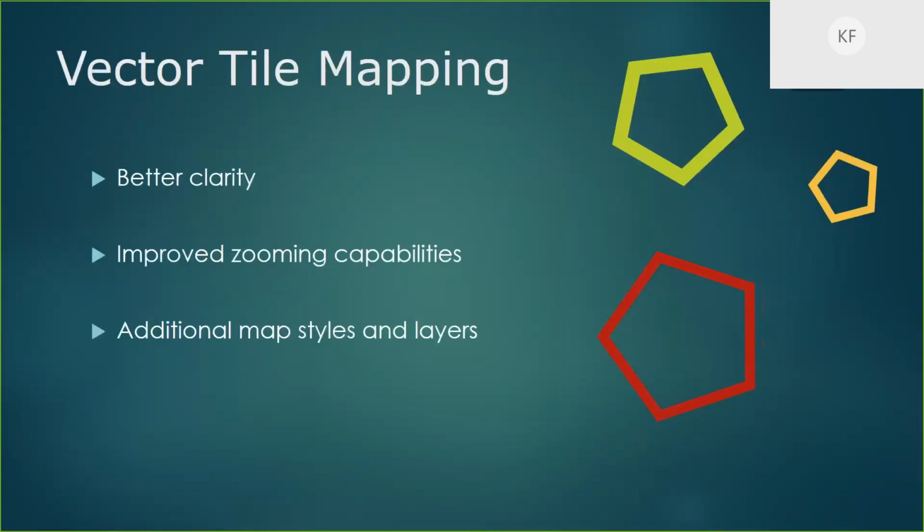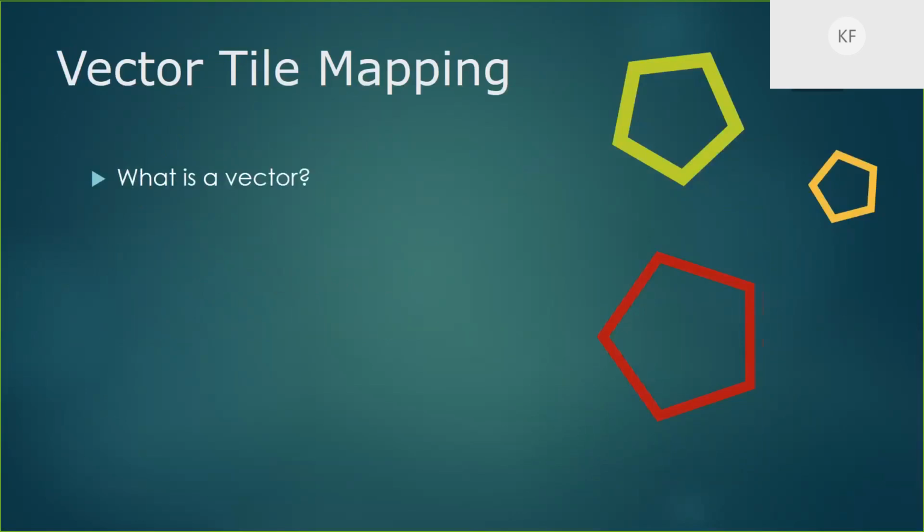All right, next thing we're going to talk about is vector tile mapping. So you've heard a lot about this. For me, vector tile mapping was sort of a mystery, and I wrote about this. I had no clue what it actually was, but I'll tell you what it is. I spent some time researching it and speaking to my boss, Jeff Schaefer, to understand what it was. Ultimately, what vector tile mapping comes down to is better clarity, improved zooming capabilities, and a lot of different map styles and layers. So let's first talk about what a vector is.